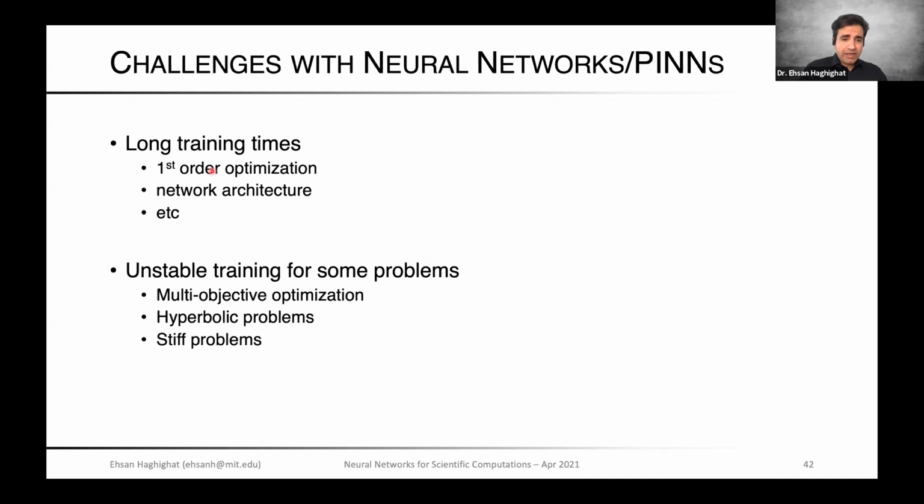One note here is that the training is not necessarily fast. If you compare a forward solve with finite element and a neural network, the training is not even comparable in most cases at the moment. One reason is first order optimization, which is getting improved. Both Google with TensorFlow, Microsoft, and Facebook with PyTorch are working on second order methods to make them more optimal. The network architecture plays a role here, and also some problems we are just not able to train with neural networks. One reason is multi-objective optimization, but another reason can be a stiff problem. So these are now known problems.